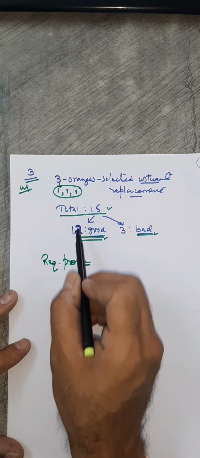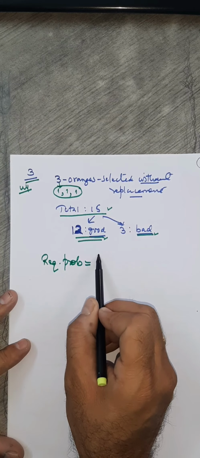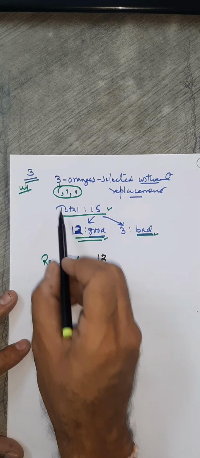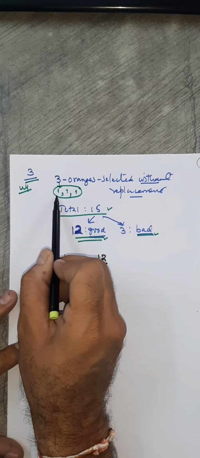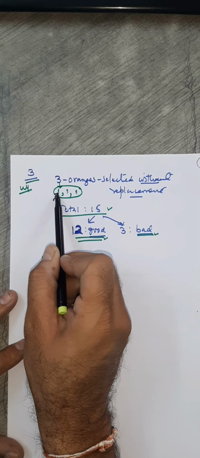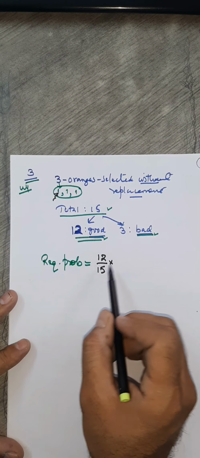So you want to select one first. How many good? 12. So 12 favorable outcomes. Total how many oranges? 15. This is the probability that the first selected orange is a good one. And now this is a multiplication rule.